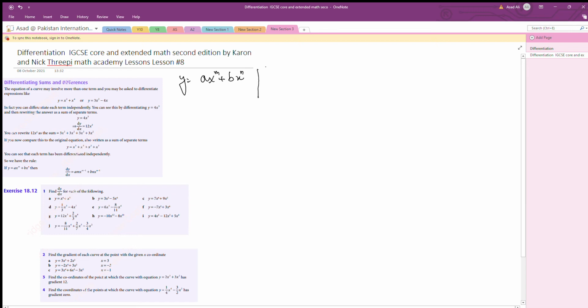If this is the expression, this is the general case. Now the specific case is this one. General means n, a, b and m can have different values. The specific case is y is equal to 5x power 4 and 3x power 9. Let's make it 3x power 3 instead, because that's better. Power is 3 here.